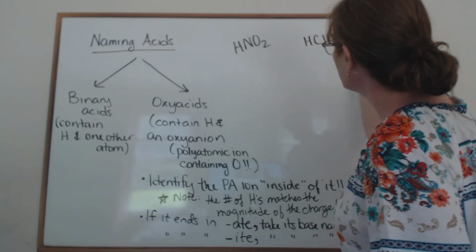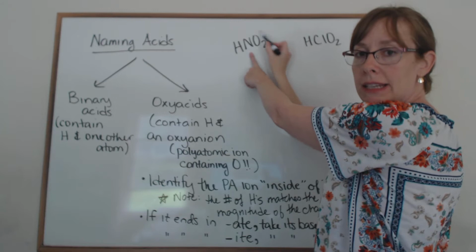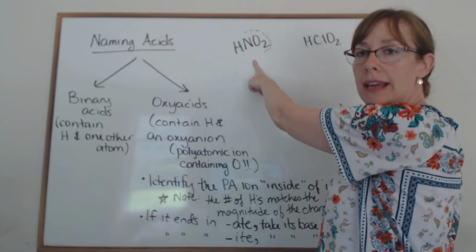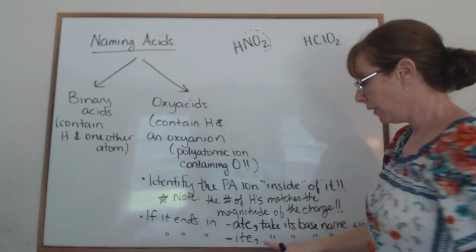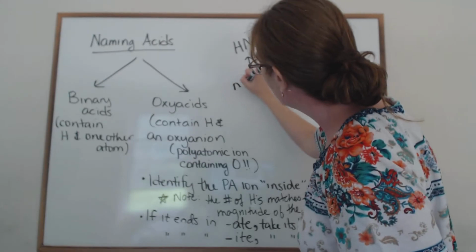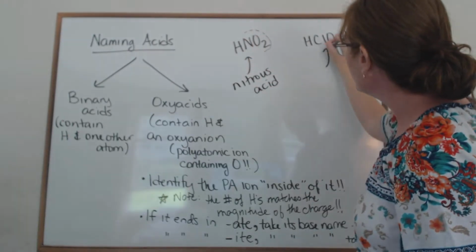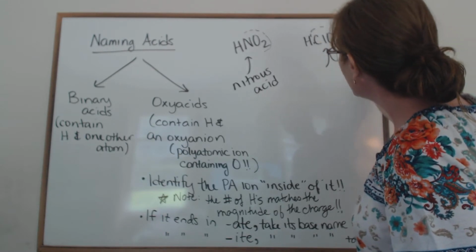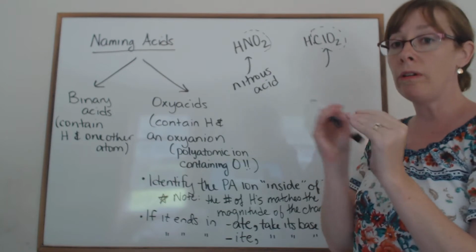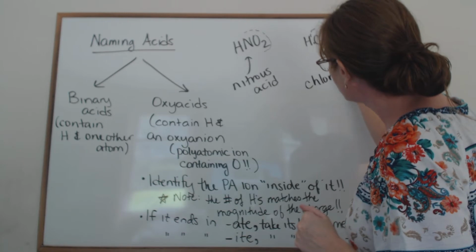These are two good examples. This acid, you can see it contains a polyatomic ion, and which one is it? It's nitrite. Nitrite. So we're going to name it nitrous acid. This is nitrous acid. And this one here, what polyatomic ion does it contain? Hopefully you have that memorized. ClO2 minus. That was chlorite. Chlorite. So therefore we're going to call it chlorous acid.